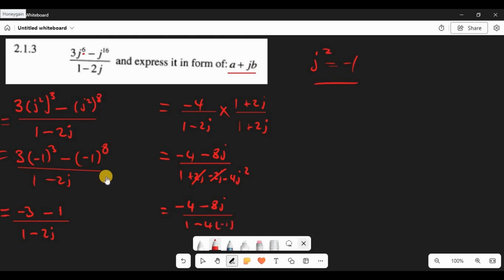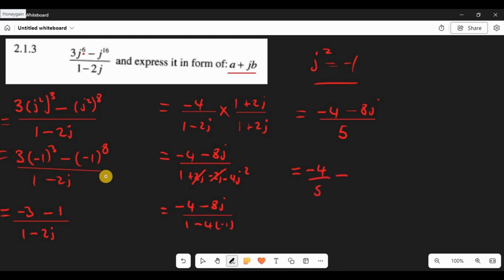Right, so if we continue this side, let's put the numerator. There's nothing we can do there. Negative 4 minus 8j divided by, let's look at the denominator. We have 1 minus 4 multiplied by negative 1, that is going to be positive 4 plus 1, that's going to be 5. So the final answer is negative 4 over 5 minus 8j over 1. So you can leave your answer like this, guys.